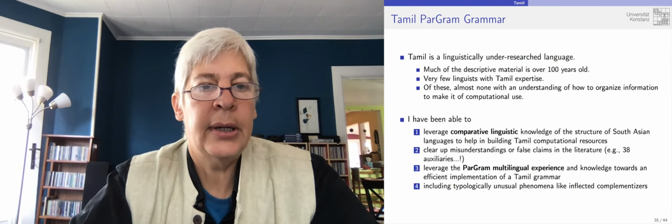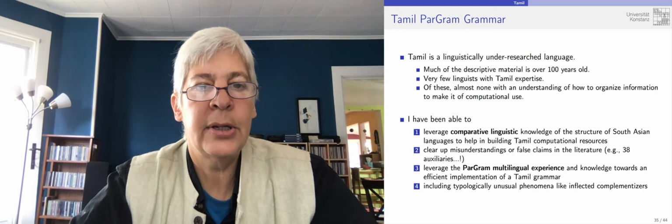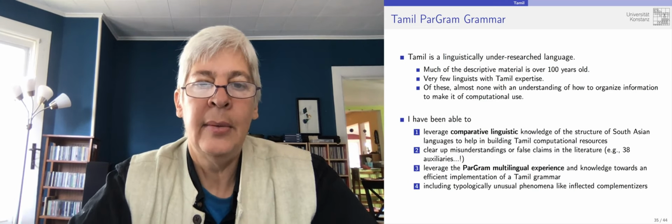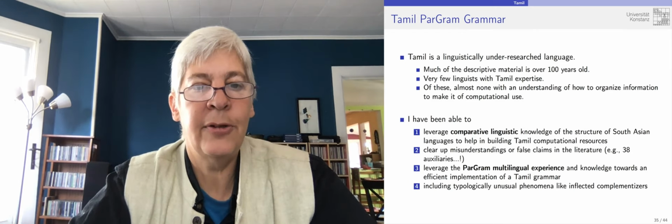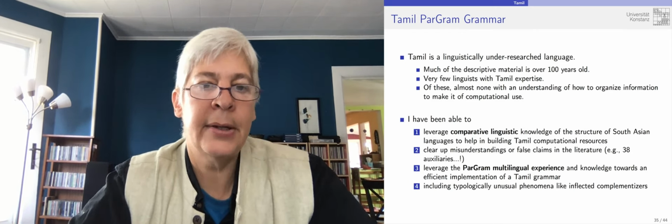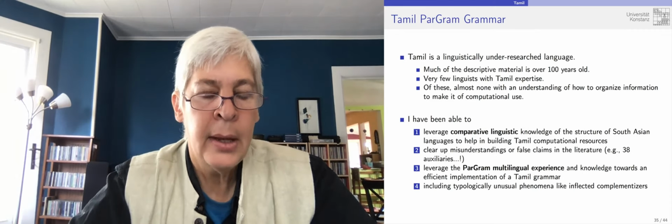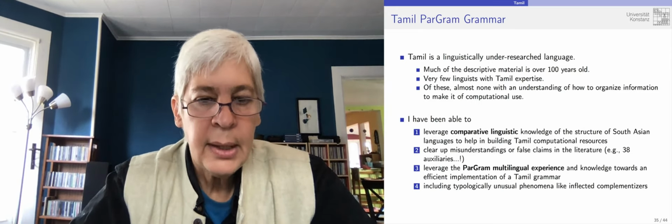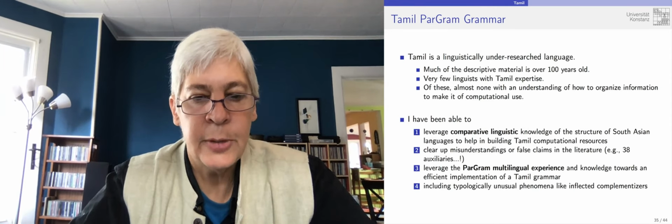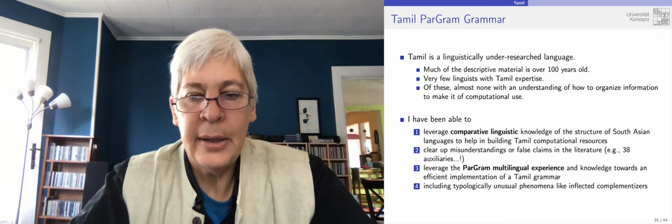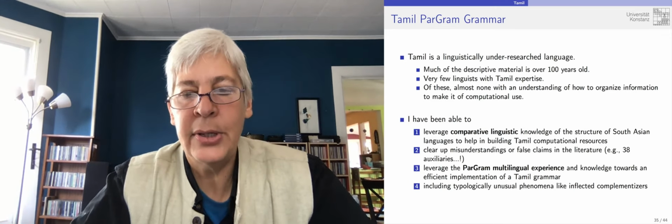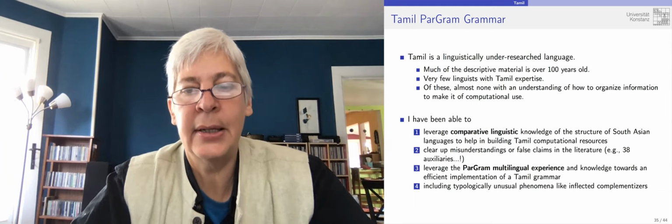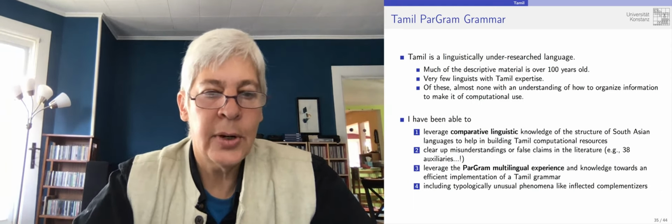Tamil is under-researched. All the same things apply. A lot of the descriptive material is over 100 years old. Very few linguists have Tamil expertise, and of those linguists, again, pretty much none understand how to organize the information for computational purposes. So this has been a frustrating realization for the Colombo team. And I've been able to help them by leveraging my comparative linguistic knowledge about South Asian languages, and in particular leveraging the ParGram multilingual experience. And there'll be claims in the literature like, oh, Tamil has 38 auxiliaries. Now, that would be really unusual if that were true. So we're looking into that, and that's clearly not true. That just has been misdescribed. And so work like that needs to be done.